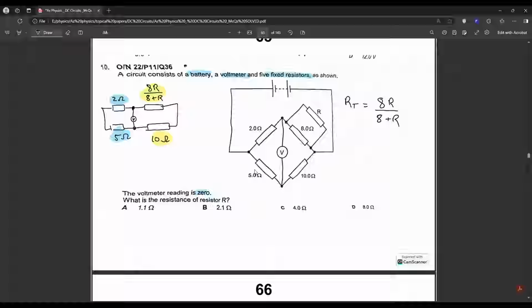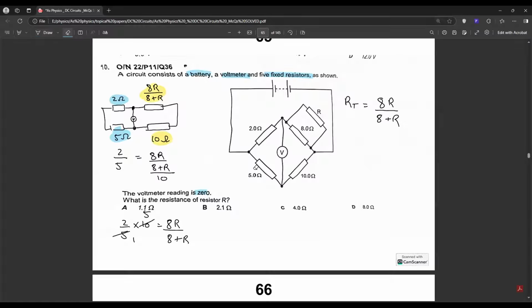Let's do that. 2 divided by 5 is equals to what? 8R divided by 8 plus R divided by 10. Perfect. You can multiply 10 to the other side. 2 upon 5 into 10 is equals to what? 8R divided by 8 plus R. This becomes 1, this becomes 2. This comes out to be what? 4 is equals to 8R upon 8 plus R.